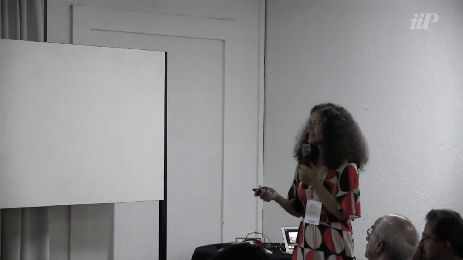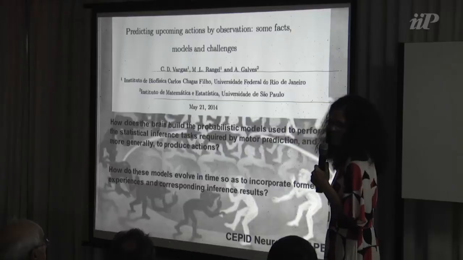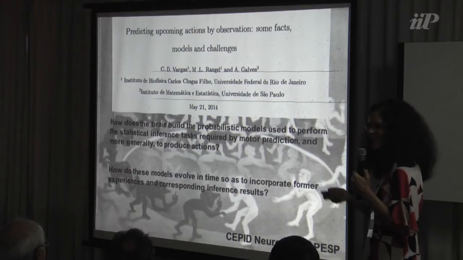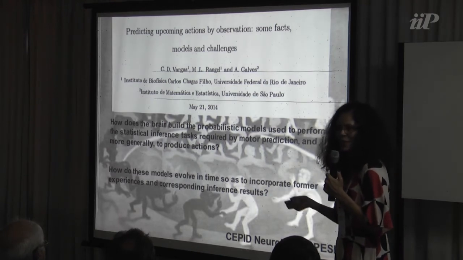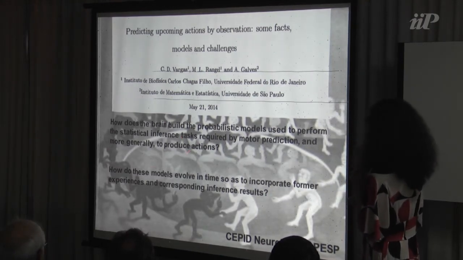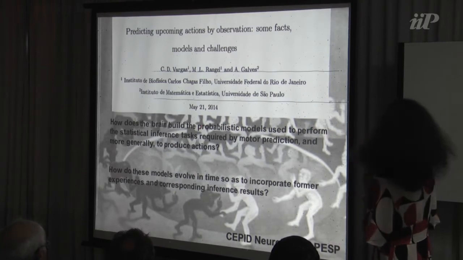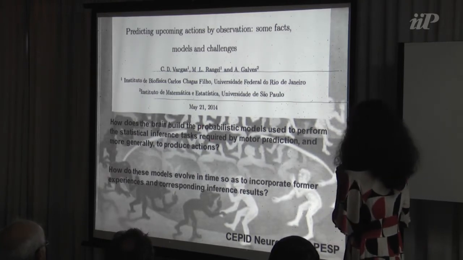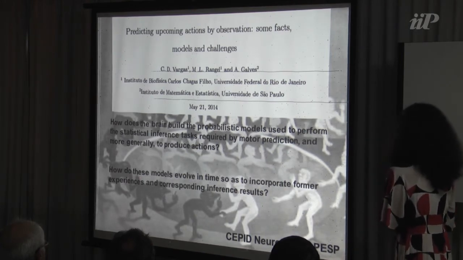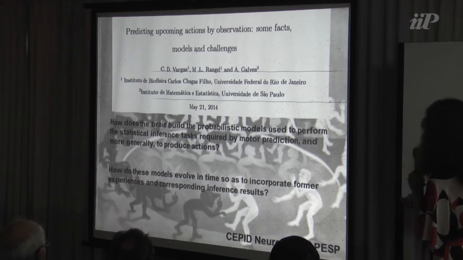So this is a review paper that we are sending to arXiv pretty soon, where we discuss a little bit these ideas and the concepts I showed you. Among the questions we put in this manuscript is, how does the brain build the probabilistic models used to perform the statistical inference tasks required by motor prediction, and more generally to produce actions?